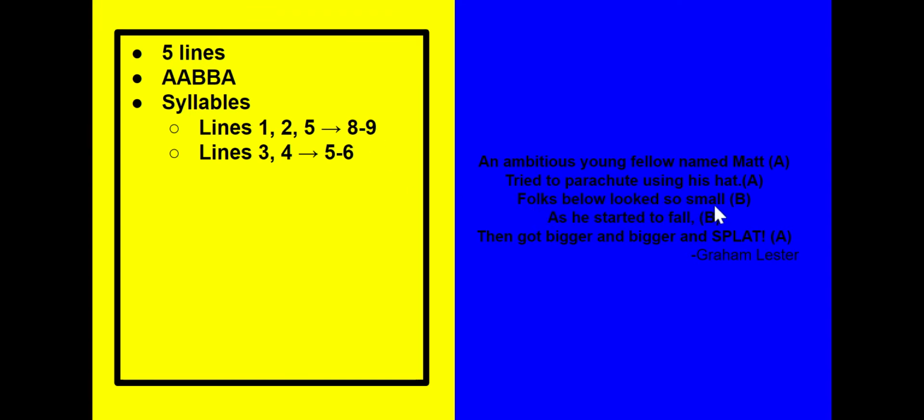Folks below looked so small. Folks is 1, below is 2. So we've got 1, 2, 3 syllables. Looked is 4. So is 5. Small is 6. That is also within that range.